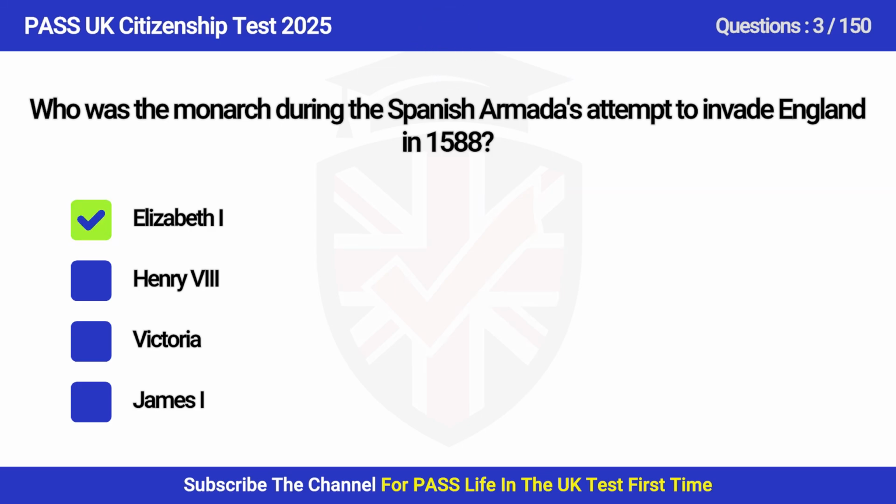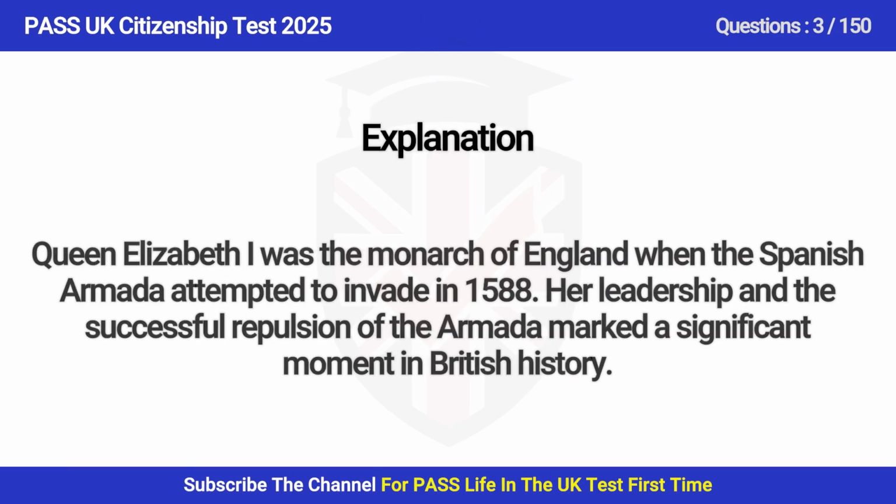Answer is A. Elizabeth I. Queen Elizabeth I was the monarch of England when the Spanish Armada attempted to invade in 1588. Her leadership and the successful repulsion of the Armada marked a significant moment in British history.